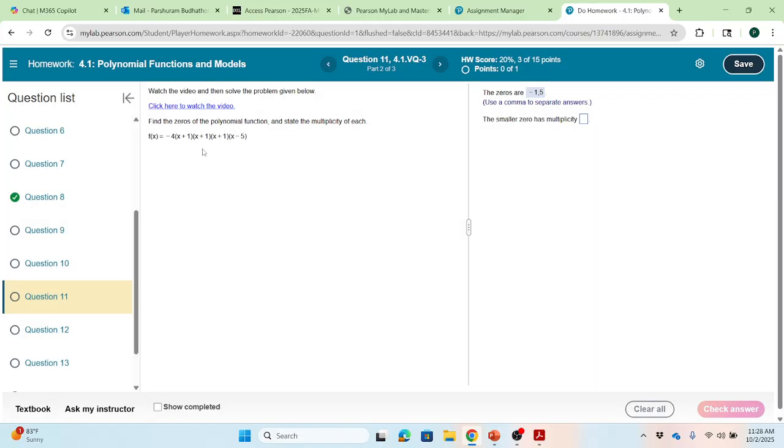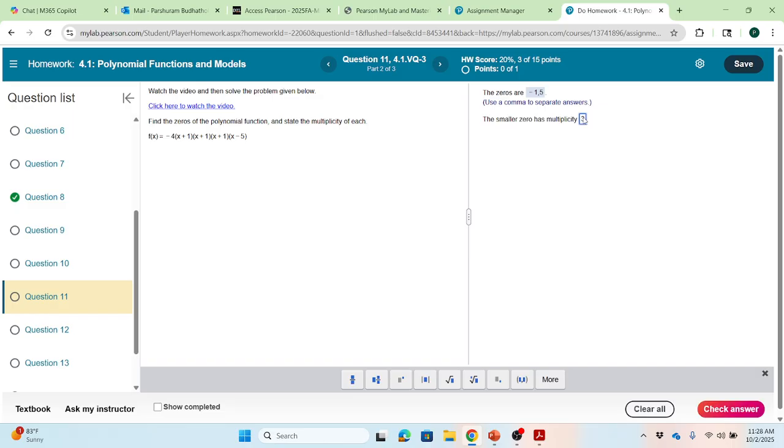Now multiplicity means how many times this x plus 1 is repeating. Because x plus 1 is a factor, with negative 1 as a zero, it's repeating 3 times, so the multiplicity is 3 for the first one, which is the smaller zero because it is negative. And for the second one, the multiplicity is 1 because it's not repeating, it's just one time.